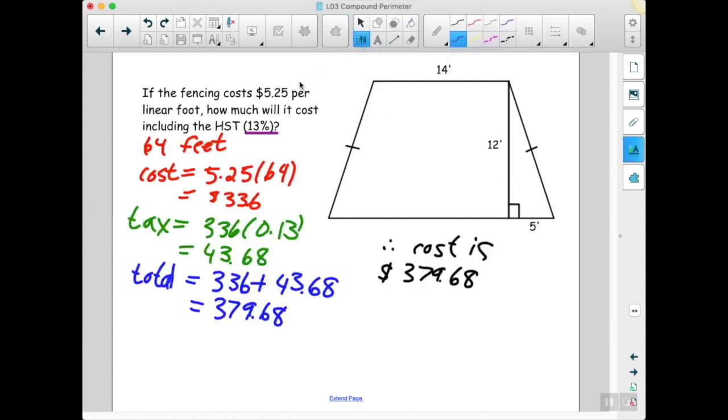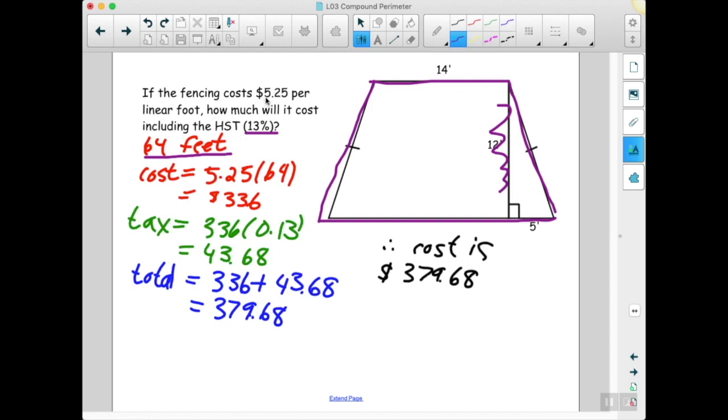All right, discussing the solution now. On the previous slide, we determined that we would need 64 linear feet of fencing to come completely around that. Remember, the perimeter is coming just around like this and like this. You're not to include that piece because it's not on the perimeter. So we determined the perimeter was 64.